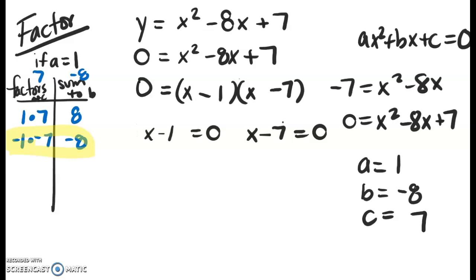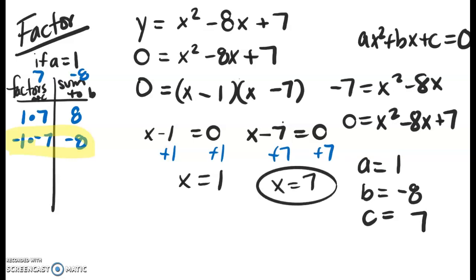And then I solve each of these. For this one, I'm going to add 1 to both sides to get x by itself. And for this one, I'm going to add 7 to both sides to get x by itself. And I get x equals 7. So I've got two answers here.